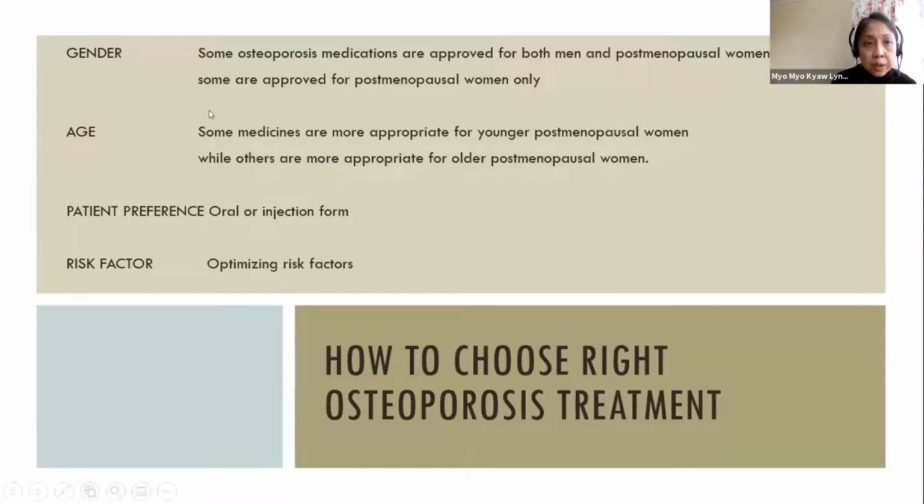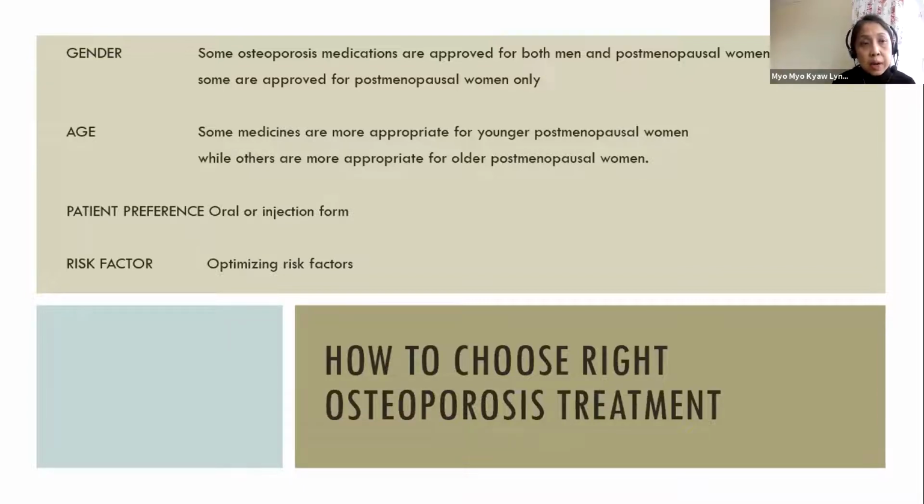When we treat the patient, the challenge of managing osteoporosis is the limitations of the drugs. We don't have a lot of drugs to choose from, I have to say. Some of the drugs are only applicable to postmenopausal women, and not all of the drugs are approved for gentlemen. So you also have to decide whether you are treating a postmenopausal woman or an elderly gentleman.